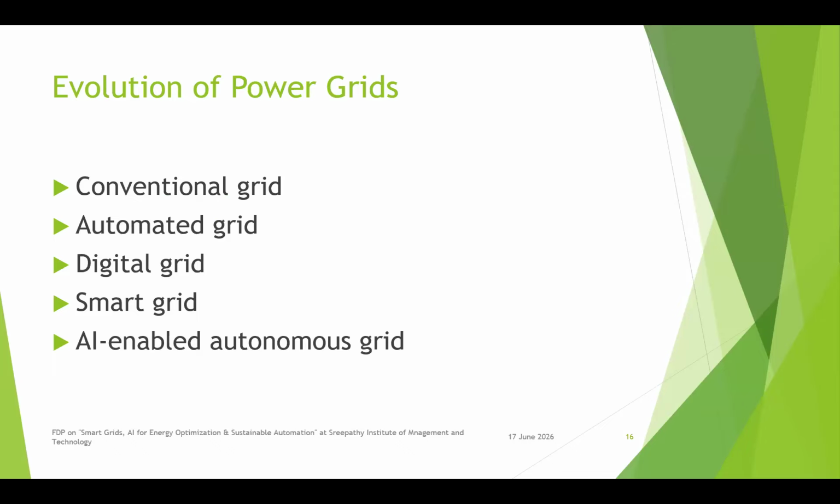So evaluation of power grids. We'll have the step-by-step advancements in the power grids. First it is the conventional grid, then automated grid, then digital grid, then smart grid, then AI enabled autonomous grid. The conventional grid is a one-way system. In the conventional grid, there is difficulty in fault detection, and the system is also less efficient. Efficiency is very low.